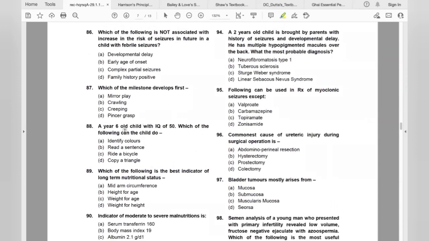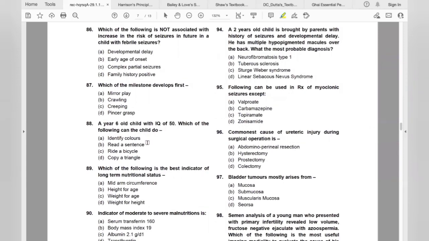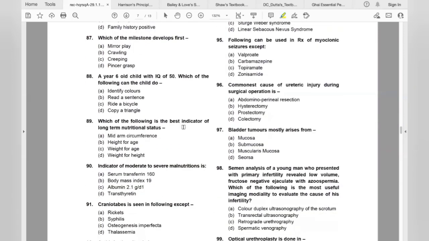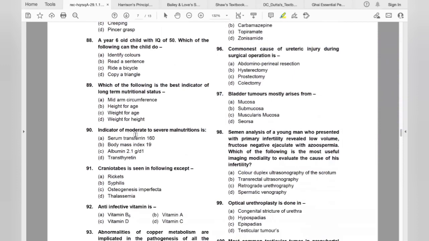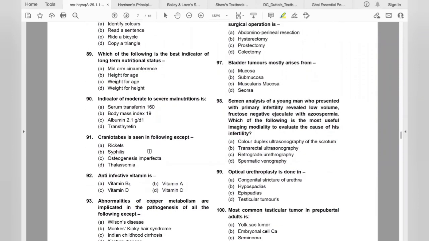A 6-year-old child with IQ of 50, which of the following can the child do? Answer is identify colors. Which of the following is the best indicator of long-term nutritional status? Answer is height for age. Indicator of moderate to severe malnutrition is albumin 2.1 gram per deciliter. Craniotabes is seen in which of the following? Seen in the following except. So answer is thalassemia.